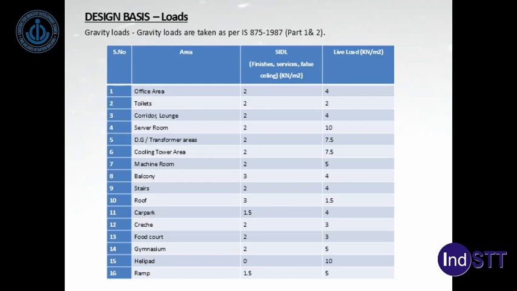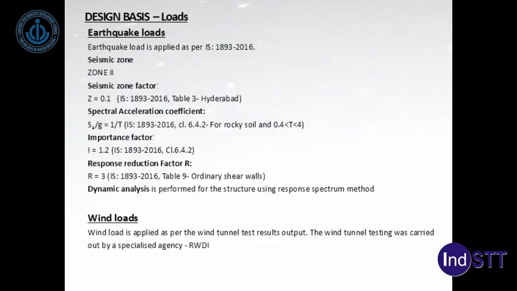So here's a list of the live loads that are considered for the design, and these are as per IS 875 and also as per the utility of the area. The earthquake load is applied as per Indian Code IS 1893, seismic zone 2. These are the factors that have been listed. Wind loads were applied as per the wind tunnel test outputs that were carried out by a specialized agency specific to this structure.